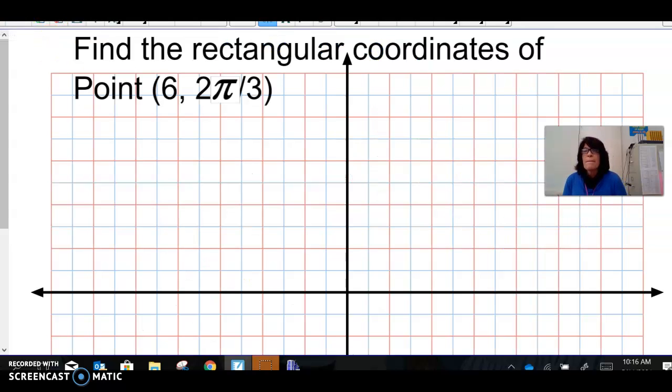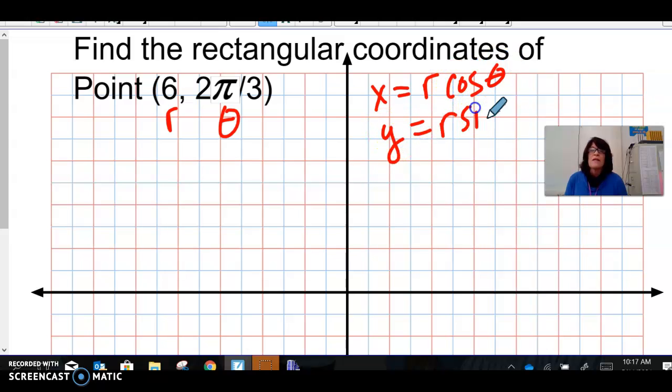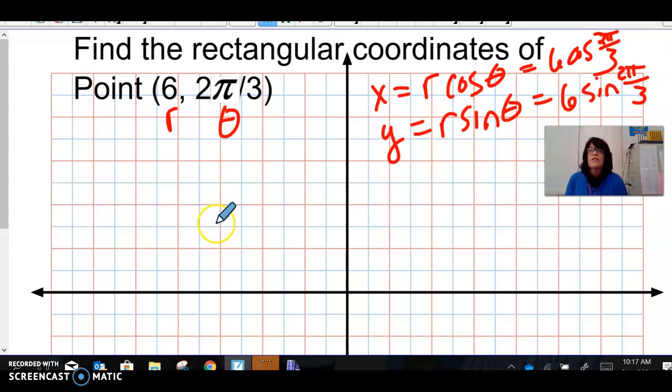All right. Let's find the rectangular coordinates of this polar coordinate point. Okay, this is 6, this is r, and this is theta. That's r and that's theta. So we have to remember that x equals r cosine theta, y equals r sine theta. All right? So x equals 6 cosine of 2 pi over 3. I know r and theta. y equals 6 sine of 2 pi over 3. We'll finish that in the next video.